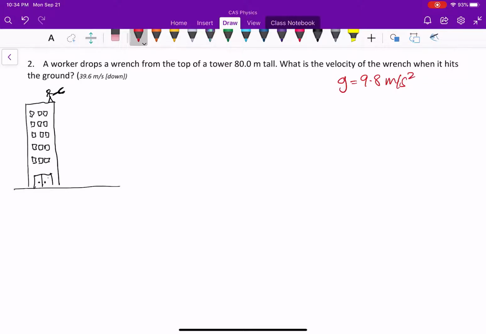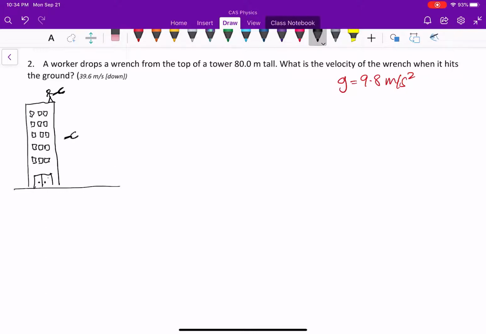What this means is when the wrench is in the worker's hands, it's not moving. And then as he drops it, a second later, it'll be going at a speed of 9.8 meters per second. A second after that, it's going to add 9.8 meters per second again. So it's traveling with a speed of 19.6 meters per second, and so on and so on. So as it falls, it's gaining speed.